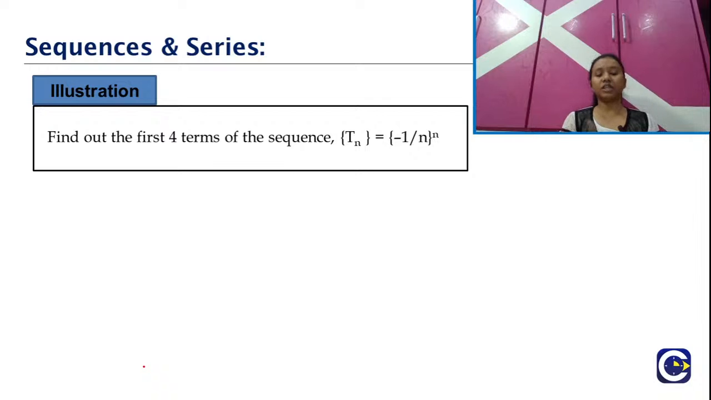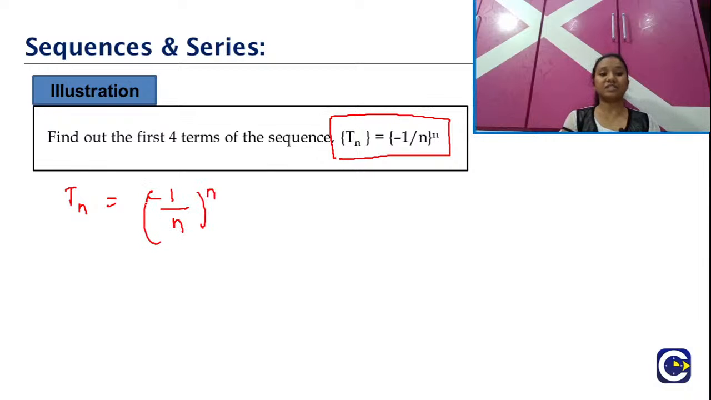So quickly do it. What does the question state here? Find out the first four terms. You have to represent that in terms of the notation which we have seen and write down all the first four terms in the sequence where the general term is given here. Just now we have seen the general notation of the term is Tn. So the general term is given here, which is (minus 1 by n) whole power n. But here you have to find out the first four terms of the sequence.